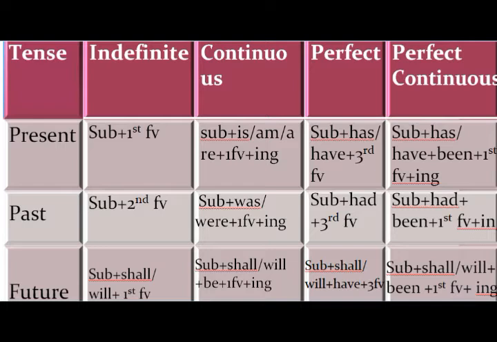Now come to the continuous tense. So in present continuous tense, we use subject plus is, am or are plus first form of verb plus ing. While in past continuous, we use subject plus was or were plus first form of verb plus ing. And in the future, we use subject plus shall or will plus be plus first form of verb plus ing. See, in future continuous also, we use shall or will. But the only difference is that with shall or will, we use be plus first form of verb plus ing.